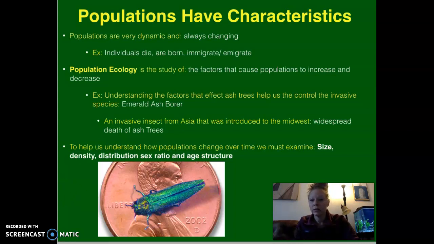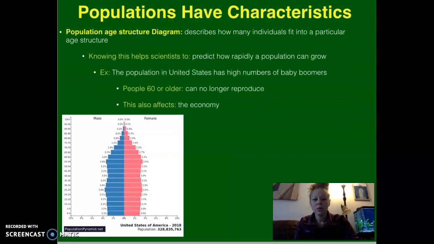And one way that we study populations are these age structure diagrams that you see here. So on this age structure diagram, we can see that it's broken up by males and females, and that it is by age. So this is the number of individuals ages 0 to 4, the number of individuals ages 5 to 9, the number of individuals 10 to 14, and so on and so on.